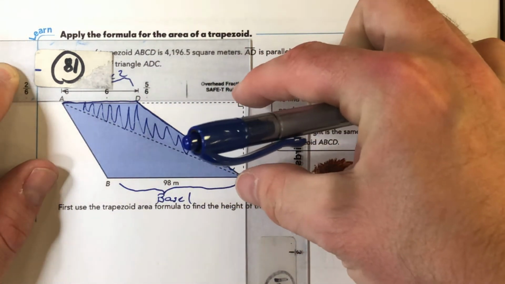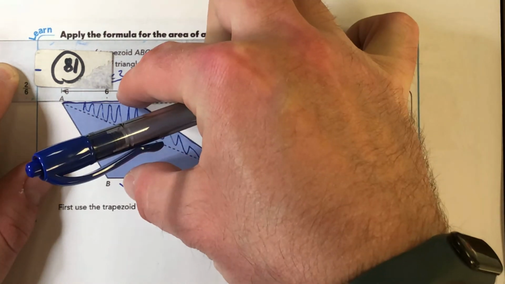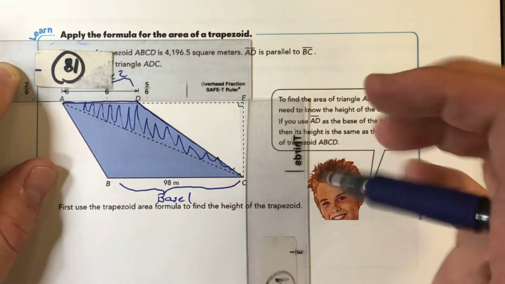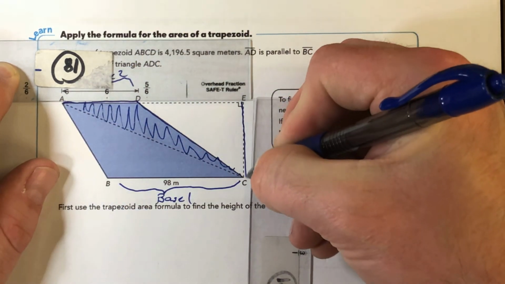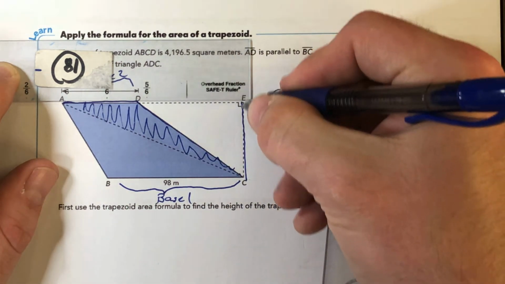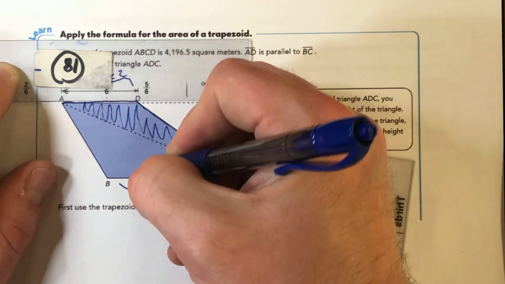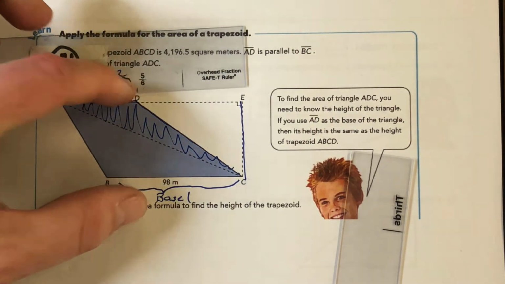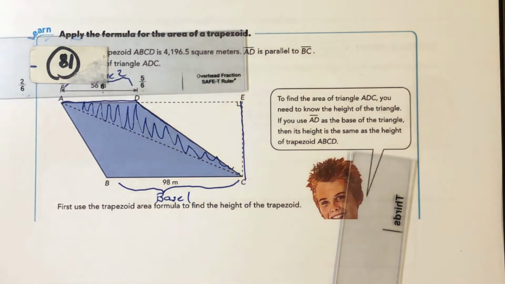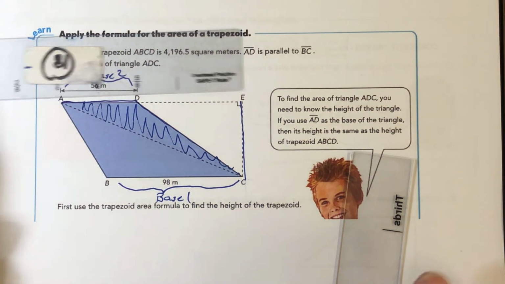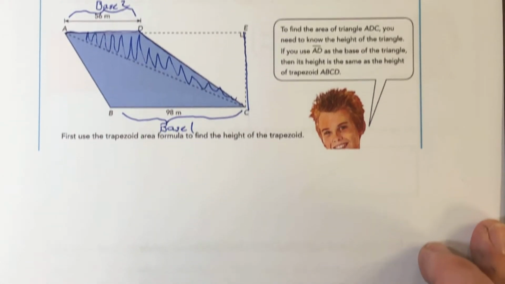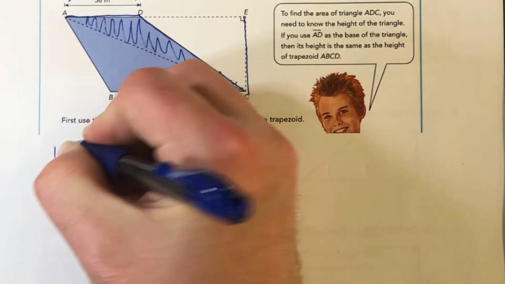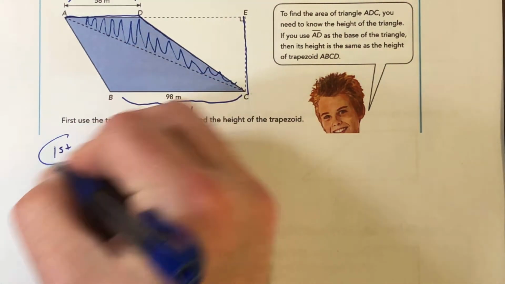But I'll notice that the height of this triangle is the very same height of the whole trapezoid. This distance right here is the height of the trapezoid. This distance right here also is the height of your triangle. So what does that mean? That means if you find the height of the trapezoid, you'll know the height of your triangle, and you can find out your area. So, 2 steps. First step, we're going to find the height of the trapezoid.